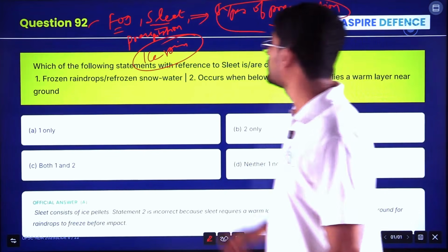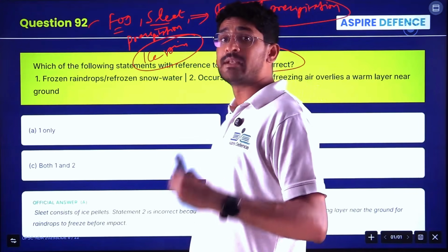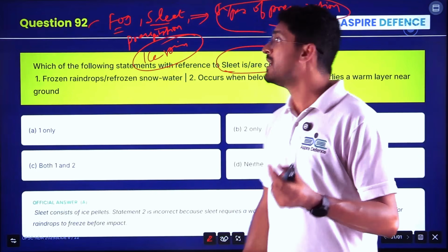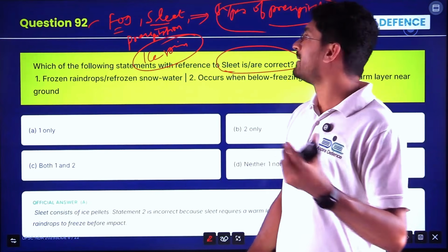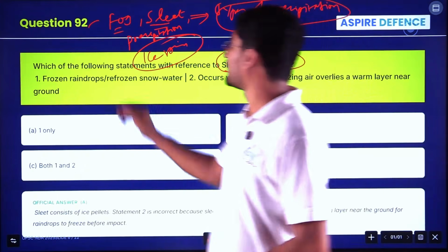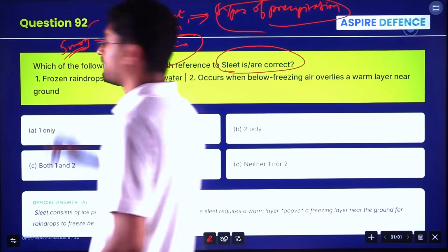Here he has asked about sleet formation, how sleets are formed. It can be smog. Okay, how fog is formed, how smog is formed. Pollution mixed with fog will be smog. A question has come in UPSC with respect to smog also, linking environment with geography.